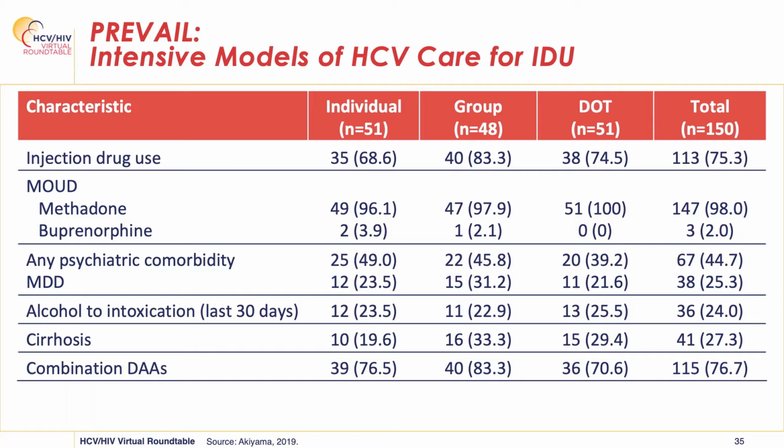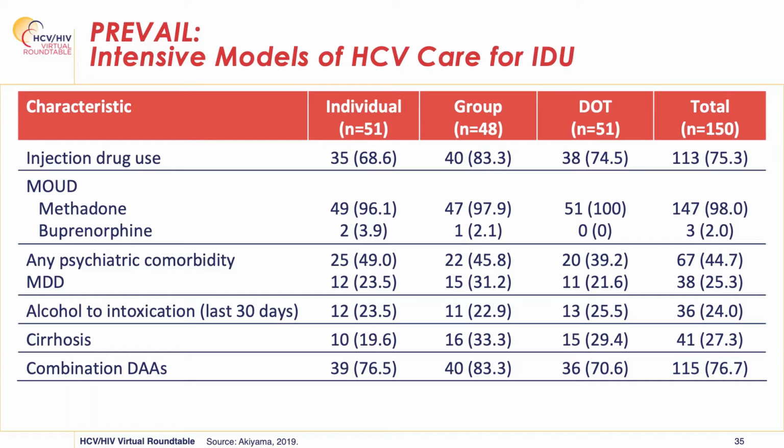So what we did is we randomized 150 genotype 1 infected patients who were attending the clinic and either receiving methadone or buprenorphine into either just getting the medications on site, and again, treatment was delivered by primary care providers and or physician assistants, or they received the treatment in a group setting, where they would go to a weekly group and receive the medications and get support and education around hepatitis C. And finally, a directly observed therapy model where they would go to the clinic and go to the window and drink your methadone, but also get your hepatitis C medications.